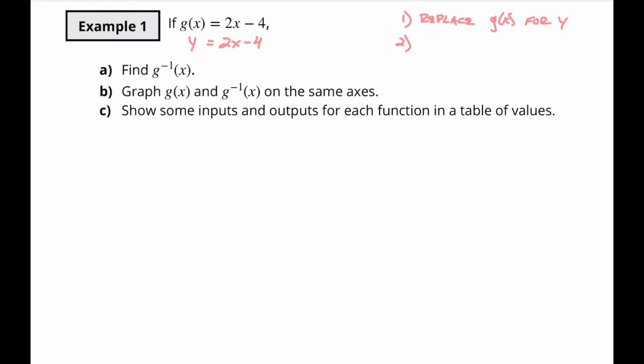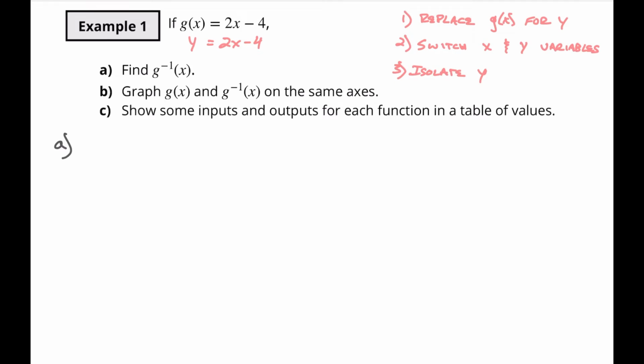So that's why I suggest swapping it out to y. The second step is to switch the x and y variables. And then finally, the third step is to isolate y. And when you isolate y, you've then created the new inverse function. So for part A, we already did the first step. We changed it to y equals 2x minus 4. Now we're going to switch the x and y variables. So x equals 2y minus 4. And now we're going to isolate y.